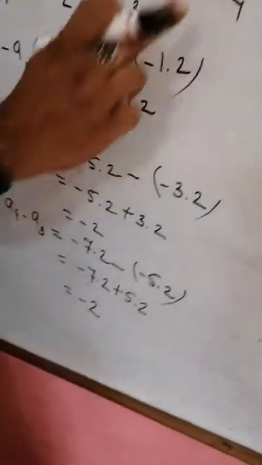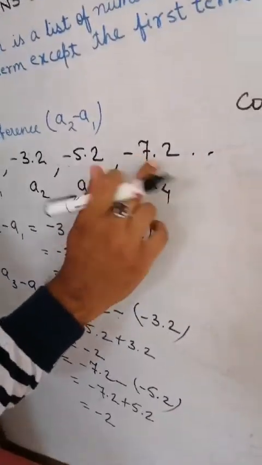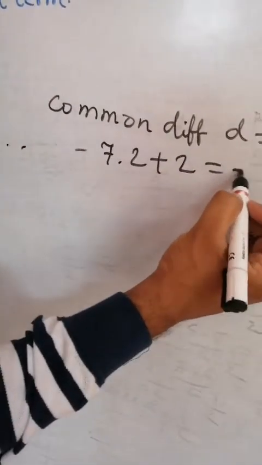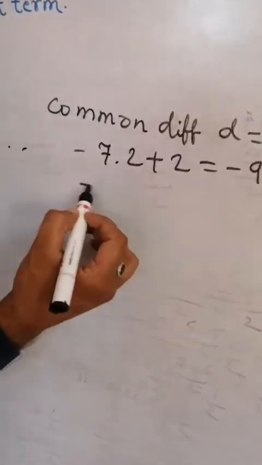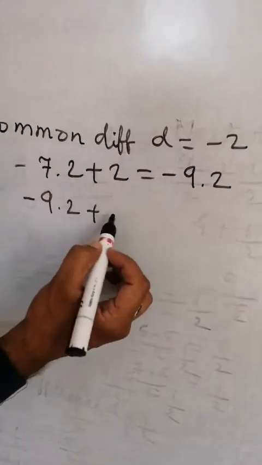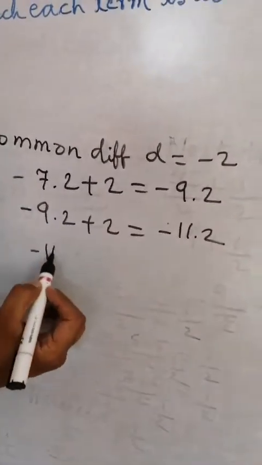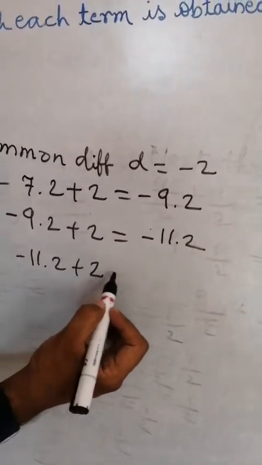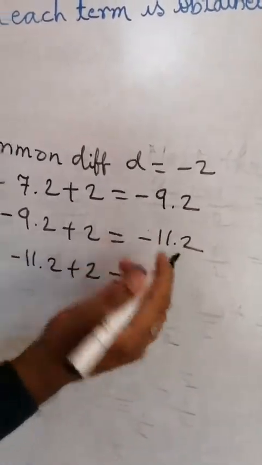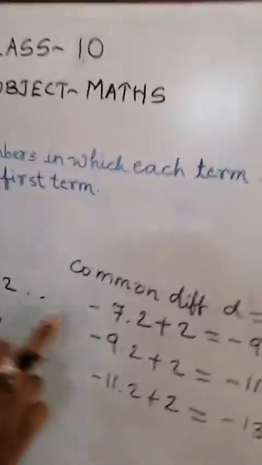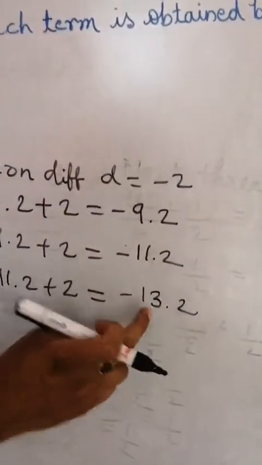Now we need to find the next 3 numbers. So the last number is minus 7.2. Add the common difference, and the answer is minus 9.2. Again minus 9.2 will add the minus 2 as the common difference, giving minus 11.2. Again we add the same common difference, and we get minus 13.2. So the next 3 numbers are minus 9.2, minus 11.2, minus 13.2.